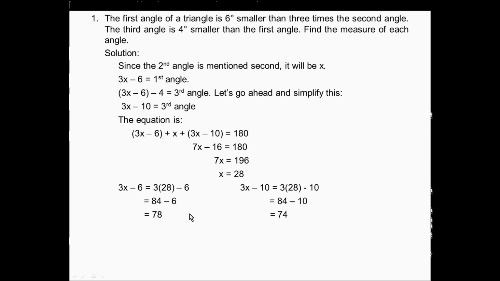Now as a quick check, if you add up those three numbers, do you get 180? If you don't, something is clearly wrong. Now again, let's write them in order as first, second, third. So it's going to be 78 degrees, 28 degrees, 74 degrees. If you were asked which one's the largest angle, that's the 78 degrees. The 28 degrees is the smallest angle.